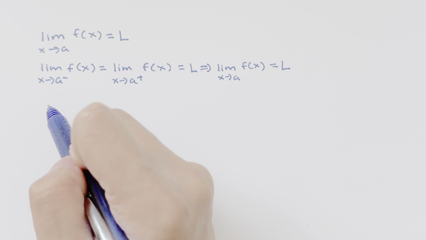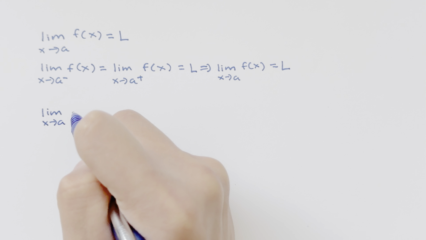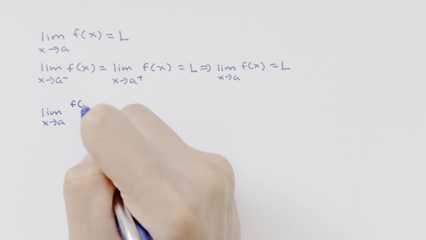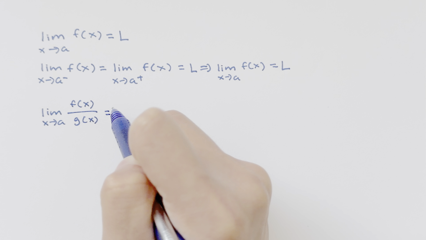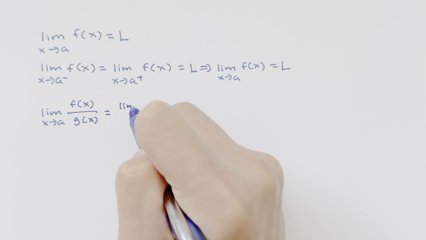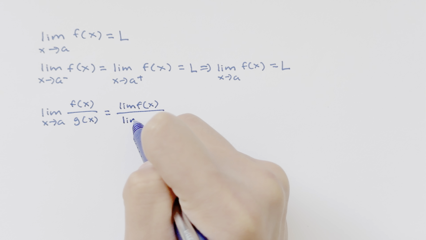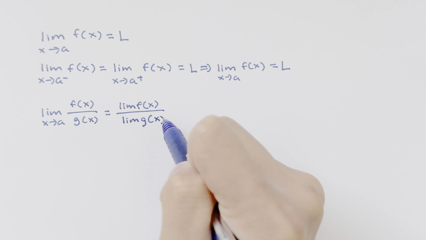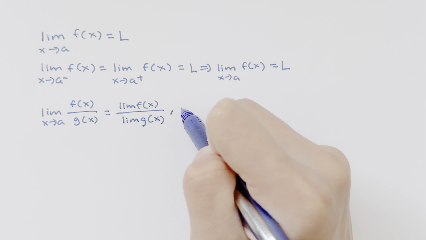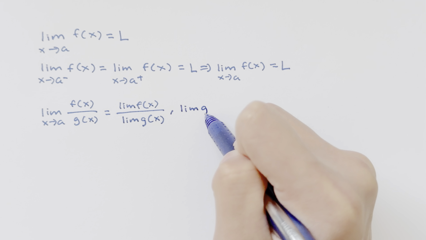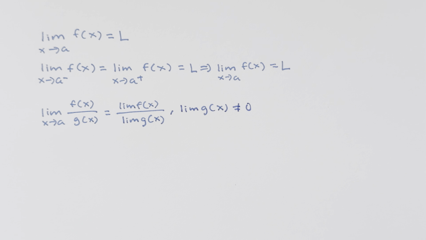So for limit division, we can say that the limit as x approaches a of f of x over g of x is equal to the limit of f of x over the limit of g of x. Of course, provided that the limit of g of x is not equal to 0, because you cannot divide by 0 even in this case.